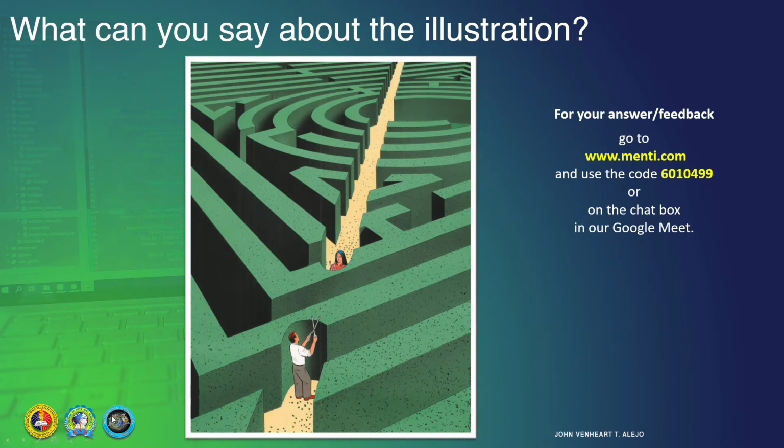Going back to the illustration, the two people are trying to break or go out of the maze. So we have three objects on the illustration. We have here the man, who probably corresponds to my students, you as my student. And the girl is me as your instructor, or some of the instructors. And the maze is the pandemic.